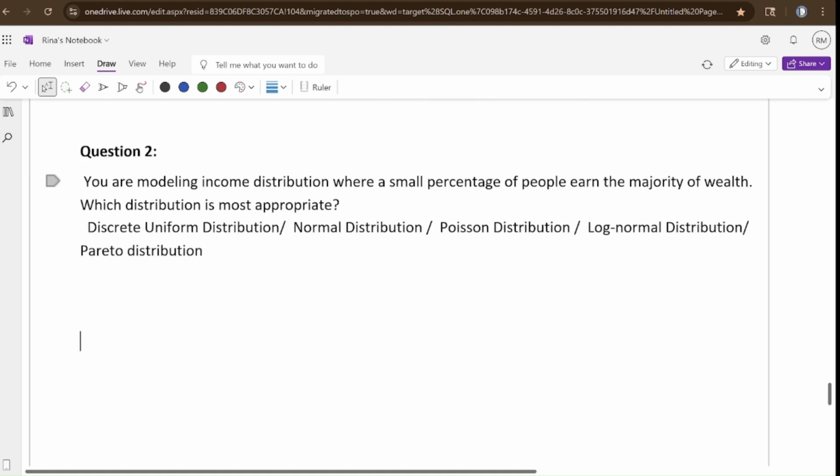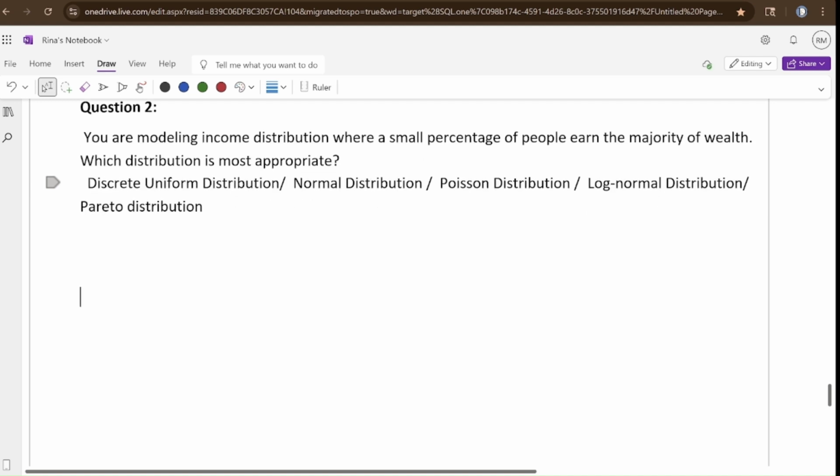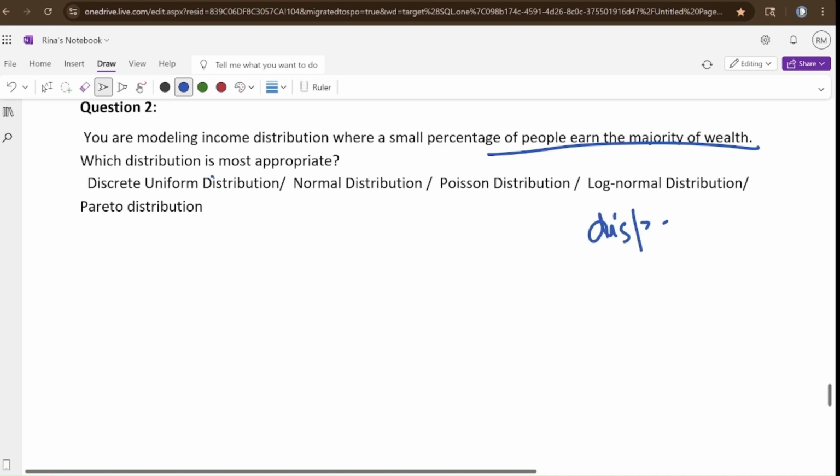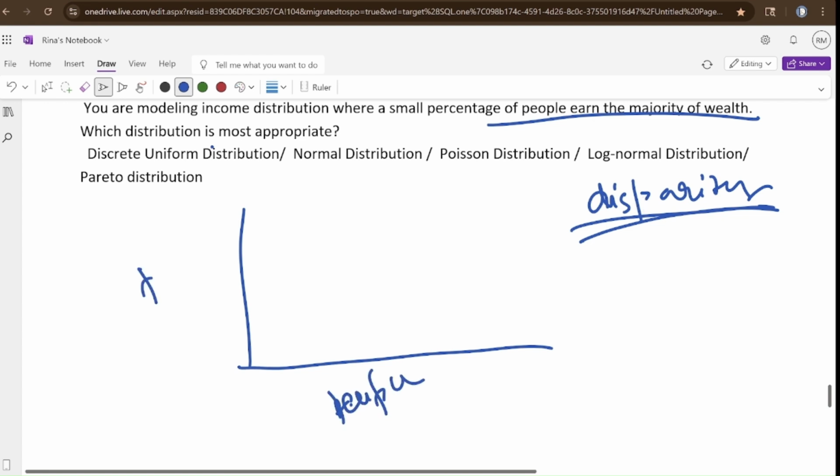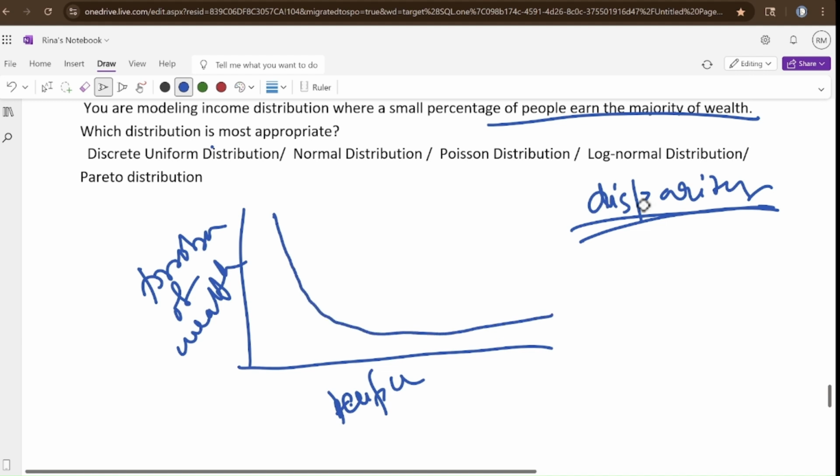If you are modeling income distribution where a small percentage of people earn the majority of wealth, so there is a disparity. So from this word you can guess which is the answer. See how it looks. Small percentage of people, let's say people. This side, probability of wealth. A small percentage of people gets the maximum probability of getting wealth.